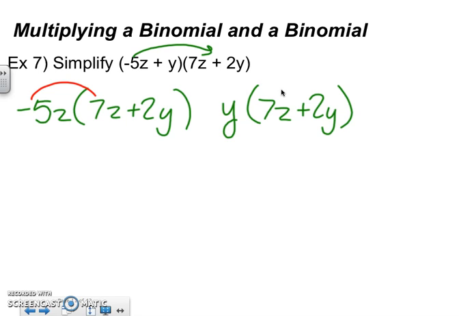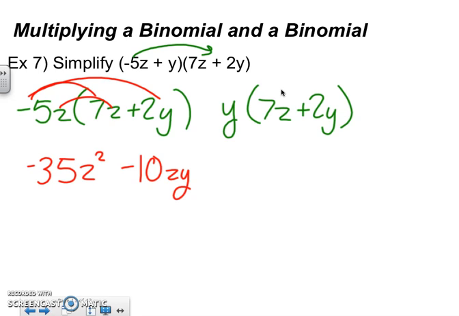Negative 5 times 7 is negative 35. Z times z is z squared. Alright? I'm going to do negative 5 times 2 and get negative 10. Z times a y is a zy. I just rewrite those. Y times 7z is a 7yz. I'm just going to combine those two letters together. Y times a 2y is going to be a 2y squared because there are two y's on there.